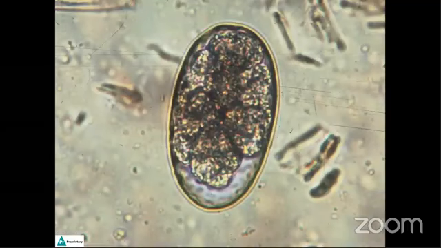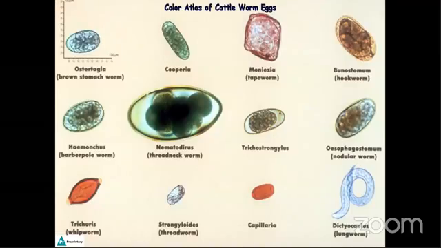So when we look at them, we actually pull the egg up with a sugar flotation technique. It does not distort the egg, so we can identify it right down to whether it's a Haemonchus, Ostertagia, Trichostrongylus. We can identify the parasite that we see in all animals.